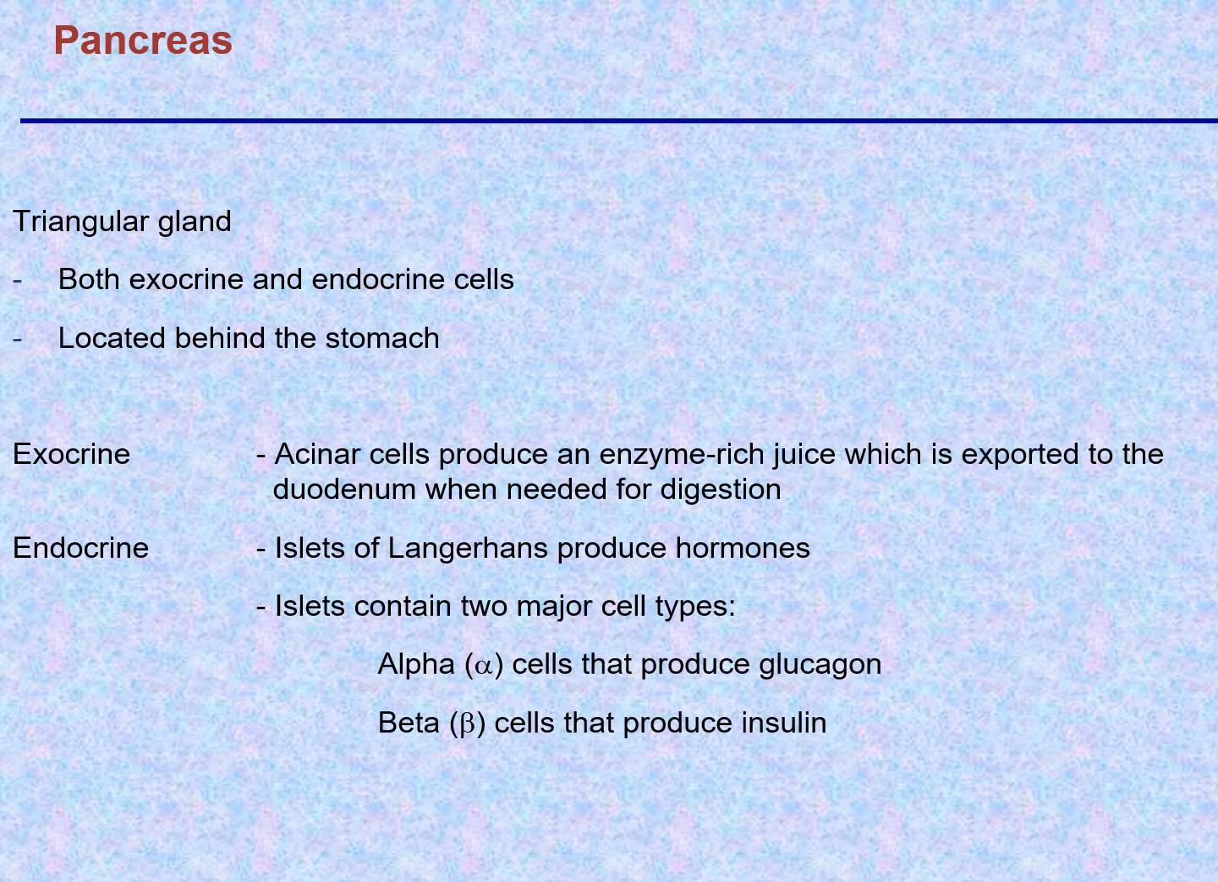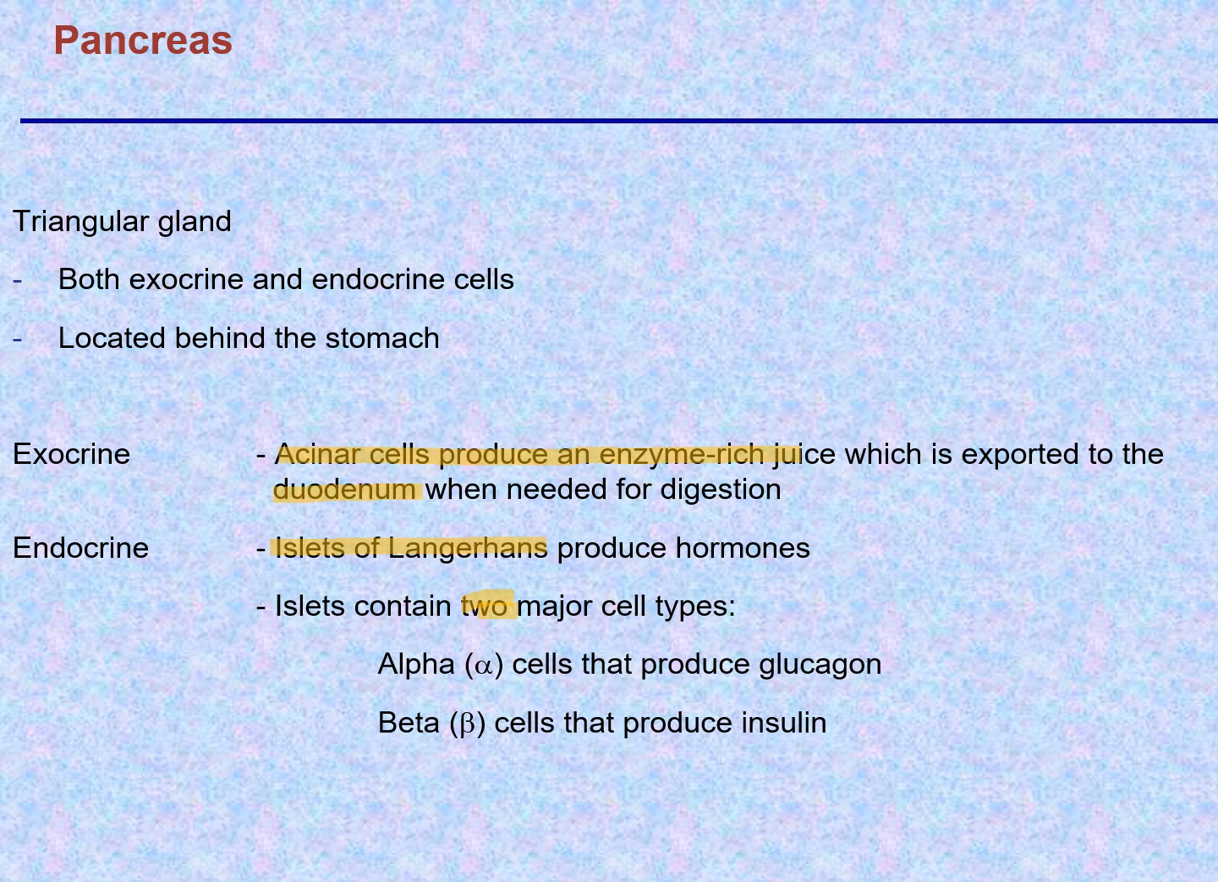In fact, there are two types of tissue inside the pancreas: exocrine and endocrine. The exocrine tissue produces enzymes and secretes them out into the duodenum. But the endocrine part of the organ is located within islands of cells scattered throughout the body of the organ, and these islands are called the islets of Langerhans, and they produce two different hormones.